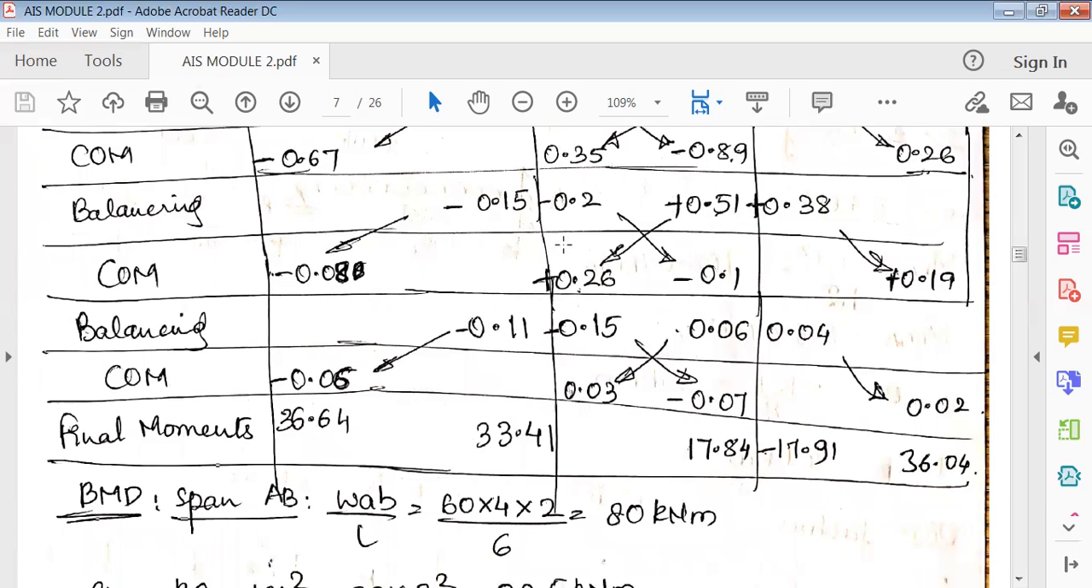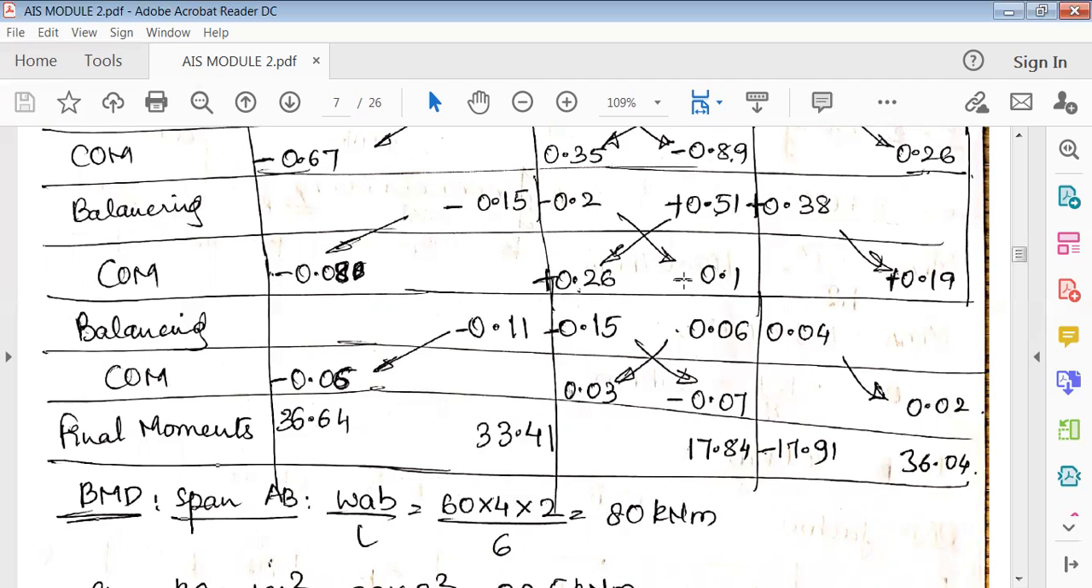Then again come to this point now. Again balancing. Once it is carried over, next is again balancing. So balance this joint now. So plus 0.26, so it is plus. So change the sign here. Minus minus. Then 0.26 into 0.43, 0.57.